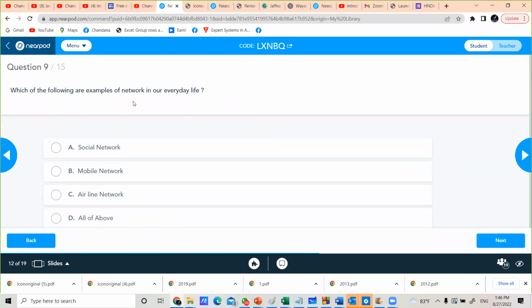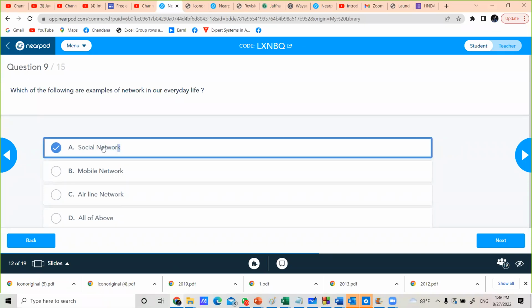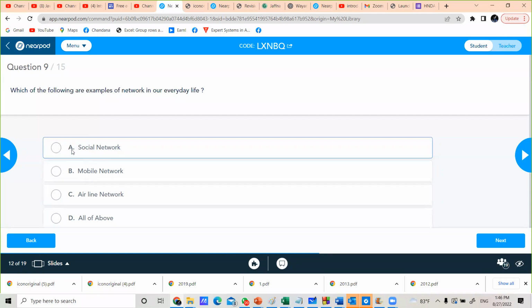Which of the following are examples of network in our everyday life? Social network, mobile network, airline, all of above. Actually, in everyday working, you need many kinds of social network for everyday works. So this is not the answer.